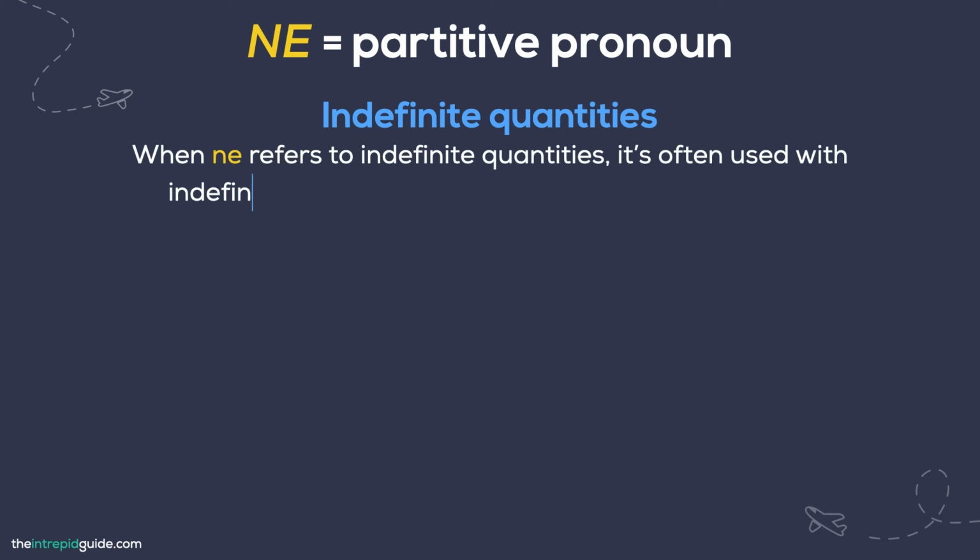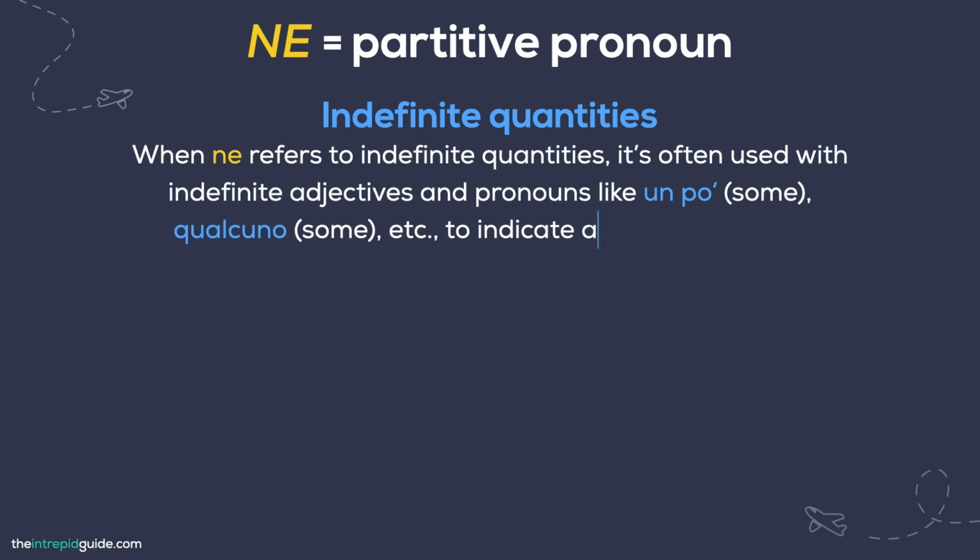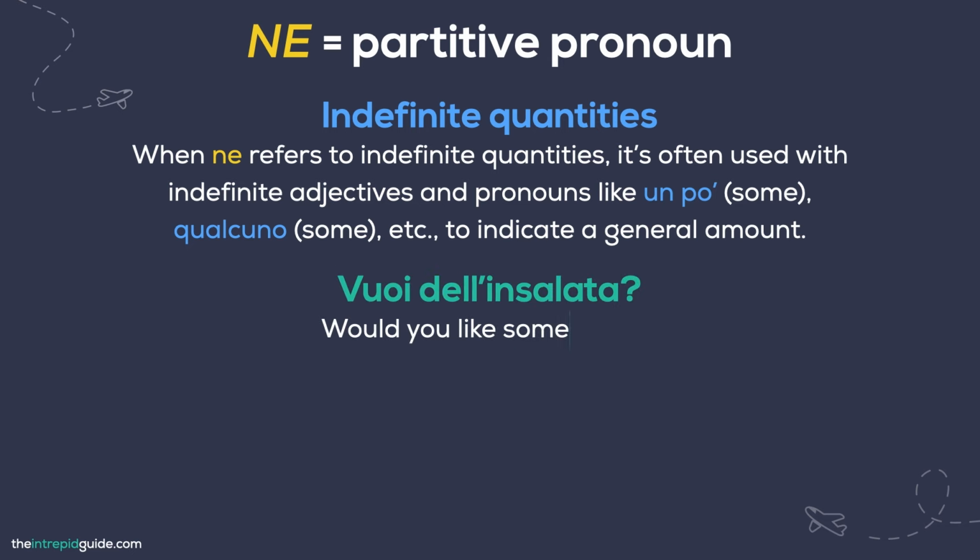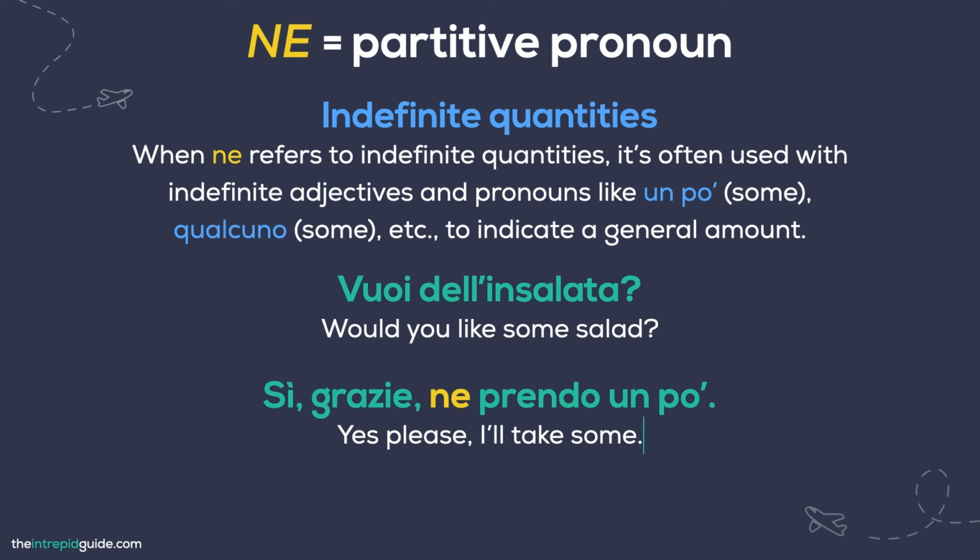When ne refers to an indefinite quantity, it's often used with indefinite adjectives and pronouns like un po', some, qualcuno, and so on, to indicate a general amount. For example, Vuoi dell'insalata? Would you like some salad? Sì, grazie. Ne prendo un po'. Yes, please, I'll take some. Ne stands for insalata, salad.